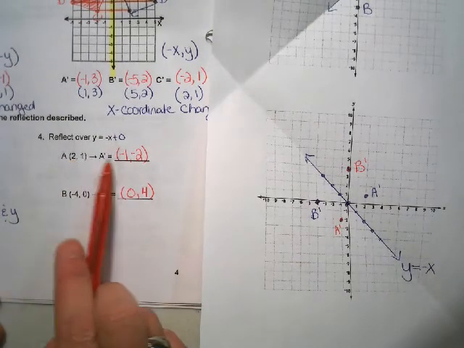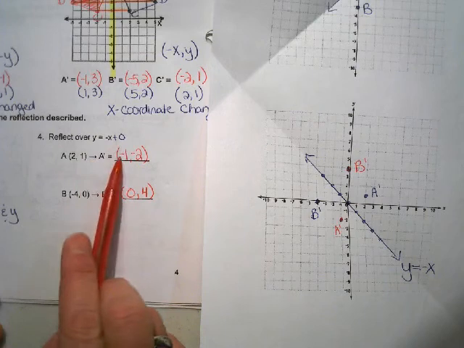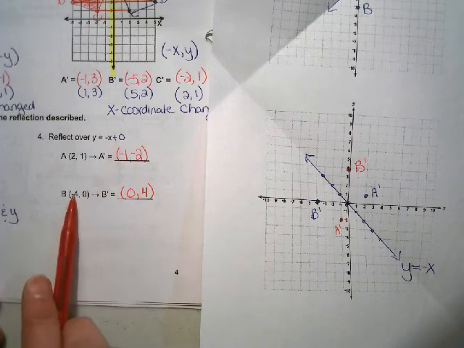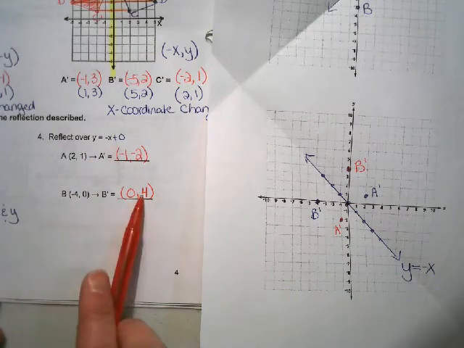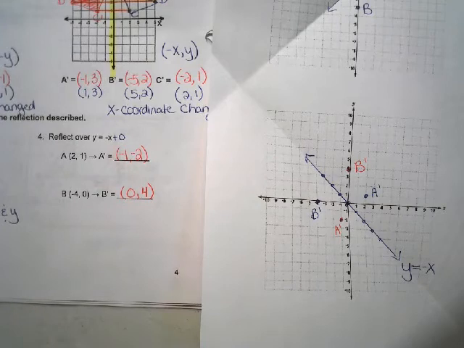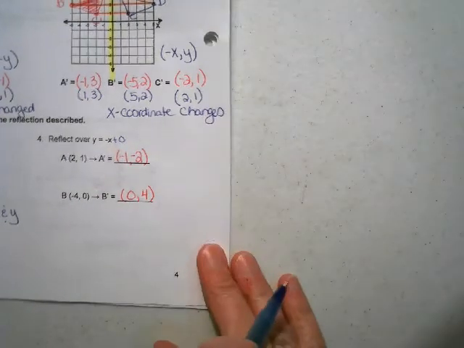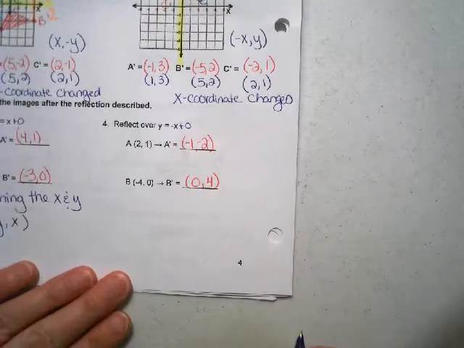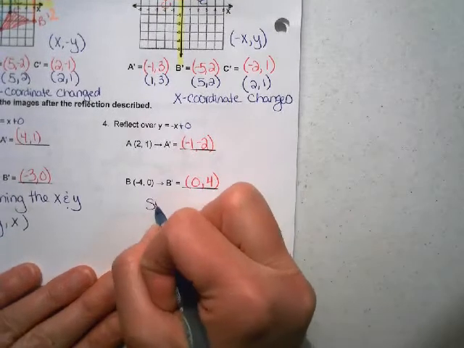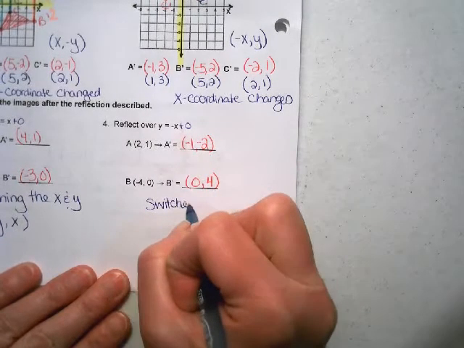Now remember, 0 is a unique one. 0 is not positive or negative. So up here, how the 2 became negative and the 1 became negative, and down in this one, notice the negative got taken away. 0 is 0, so it's just neutral. So again, what are you noticing about this?